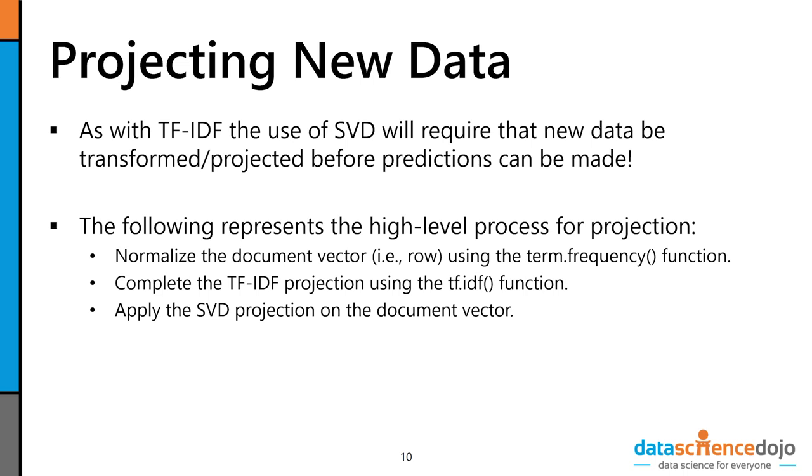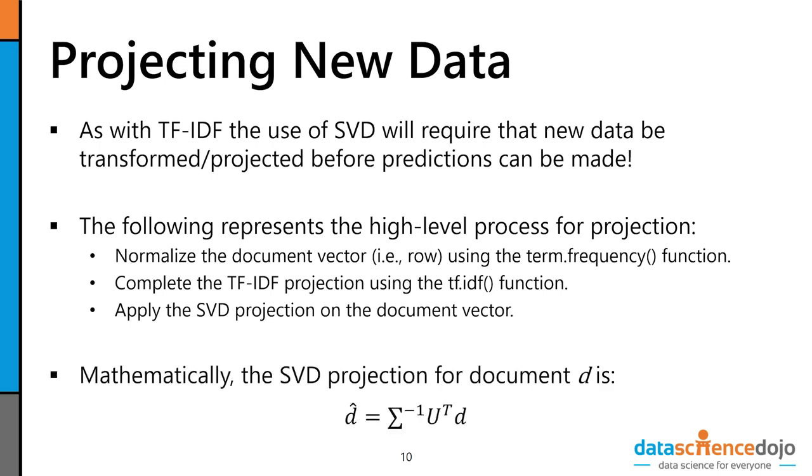Because, as we'll see, we are going to reduce our TF-IDF columns from over 29,000 down to 300. So any new data that we work with has to follow exactly the same process, otherwise our model won't understand what's going on. Okay.